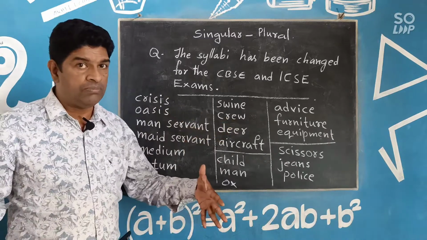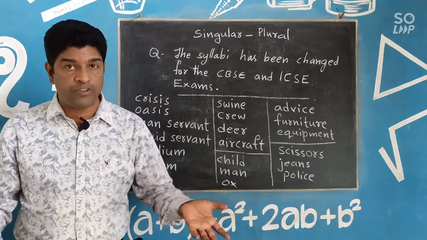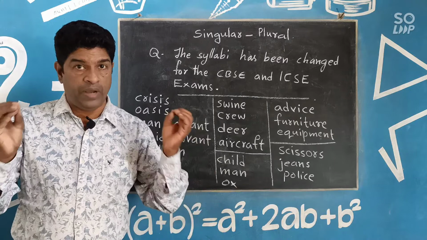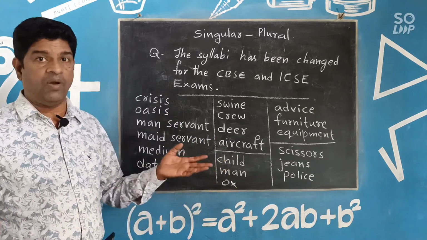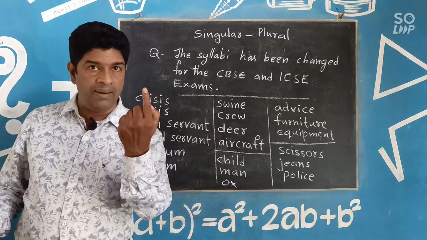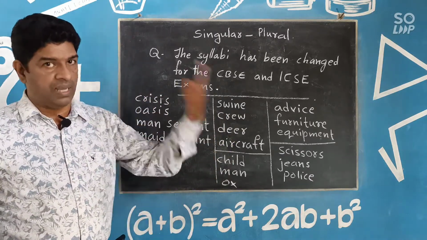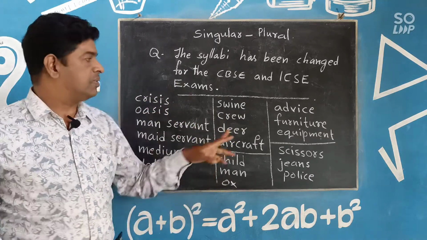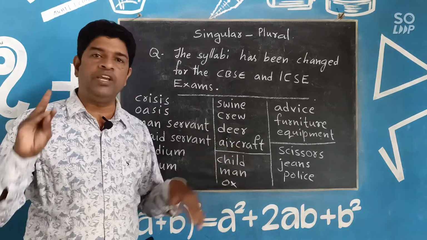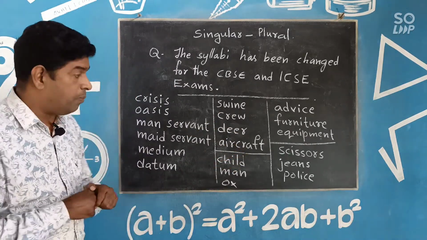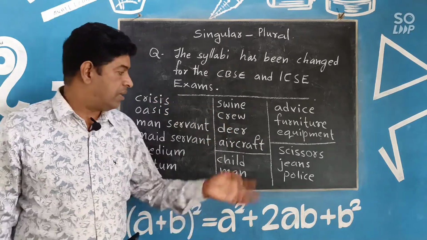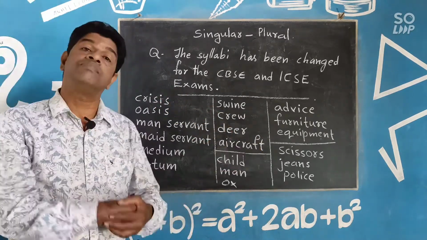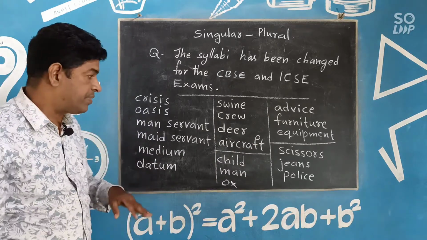And crew. Bus crew. Flight crew. Fire force crew, ambulance crew, okay, we call crew. And if a single man, we can call him a crew. At the same time, when there are more than one, of course, crew itself. Deer, it's an animal, you know. The plural form is deer itself. And aircraft, plural form is aircraft.